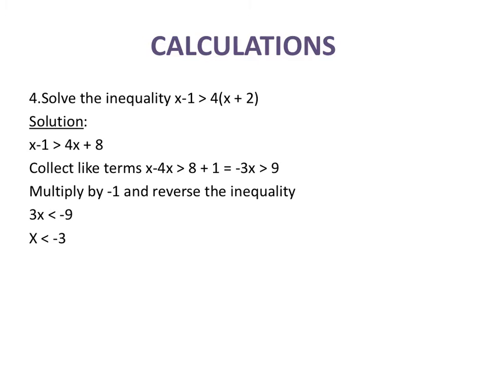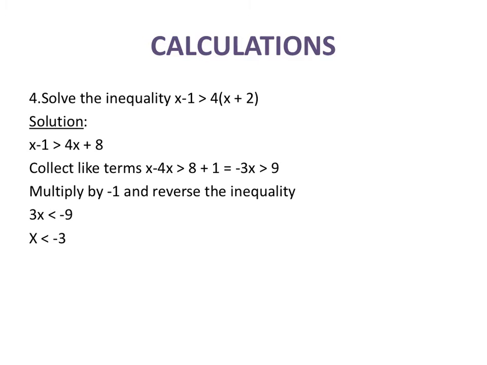4. Solve the inequality. x minus 1 is greater than 4 times x plus 2. Solution: x minus 1 is greater than 4x plus 8, when we open the bracket by multiplying by 4.